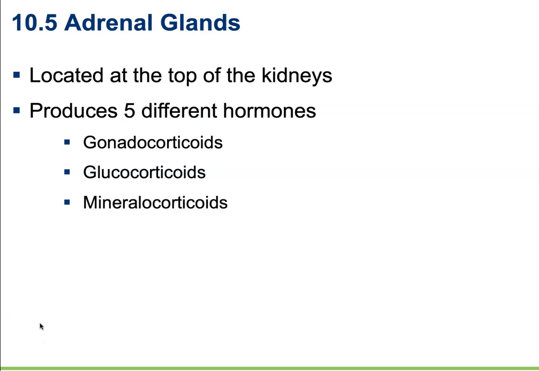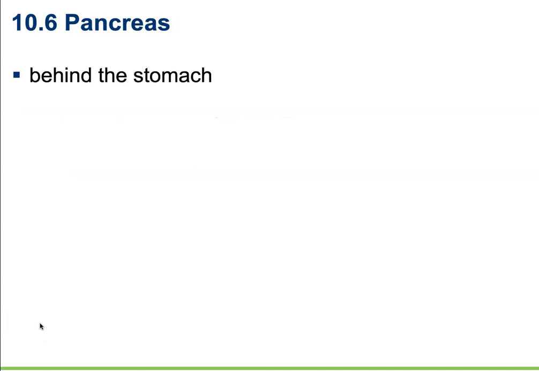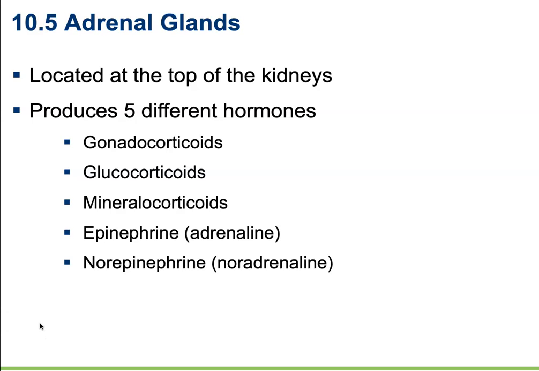These 3 hormones are all produced in the adrenal cortex. The adrenal medulla is another region of the adrenal glands, and that is going to be responsible for producing epinephrine and norepinephrine. Epinephrine, also known as adrenaline, and norepinephrine, noradrenaline.